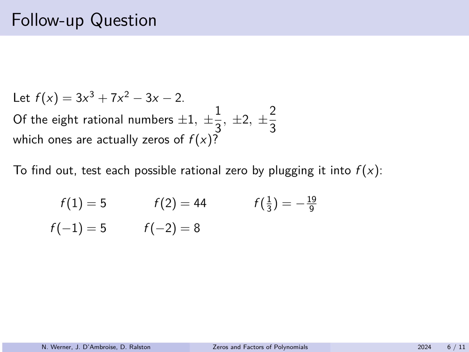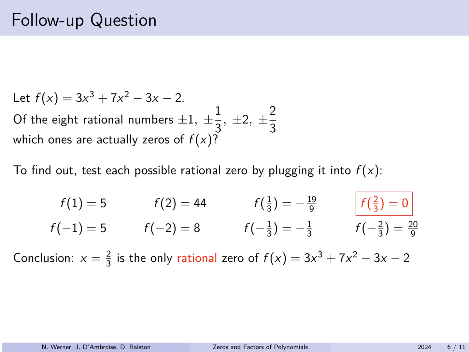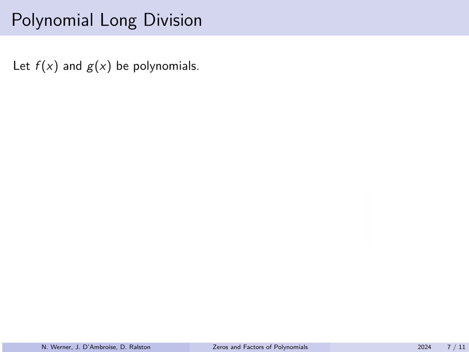Now let's plug in a third, not a root. Negative a third, also not a root. F of 2/3, however, if you plug that in, you will see that f of 2/3 is 0. So we have found that x equals 2/3 is a root of the polynomial. Negative 2/3, however, is not. So 2/3 must be the only rational number that is a root of this function.